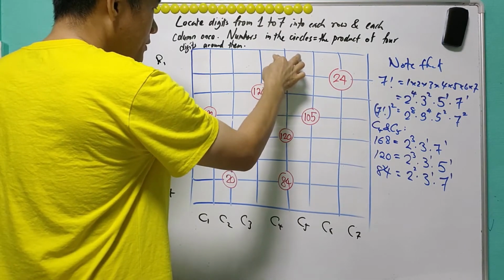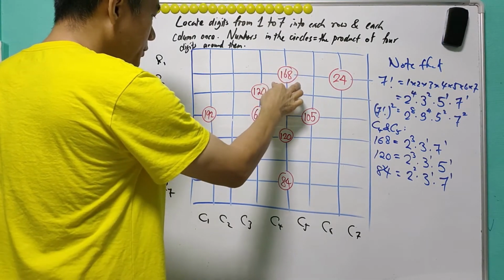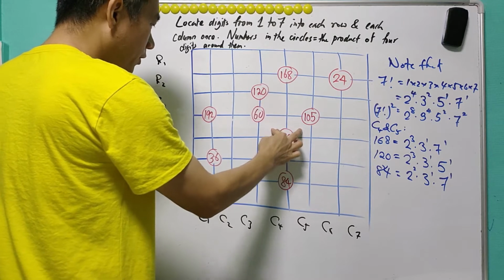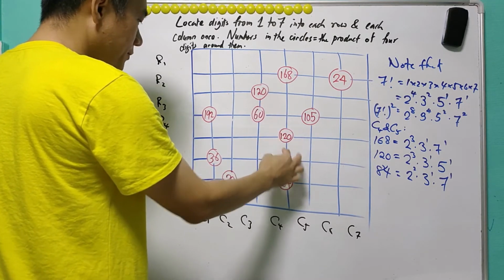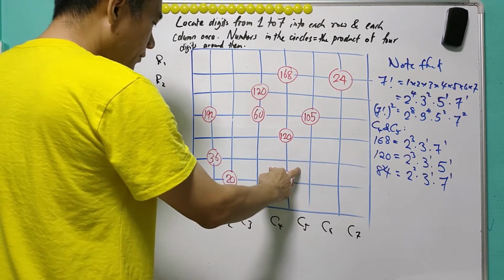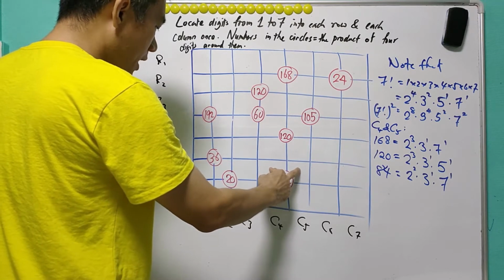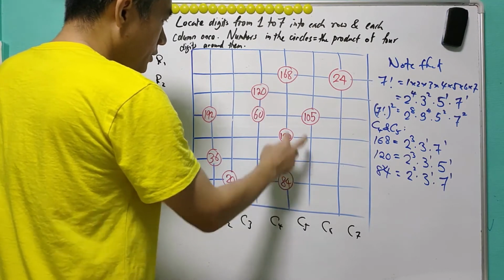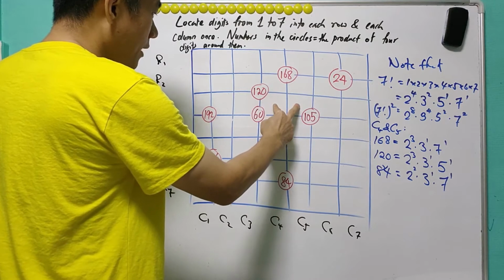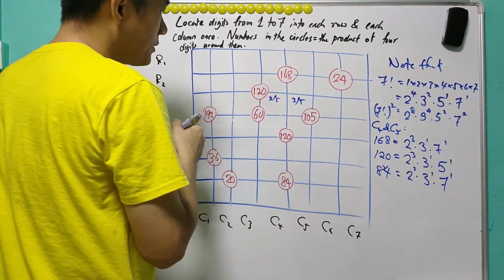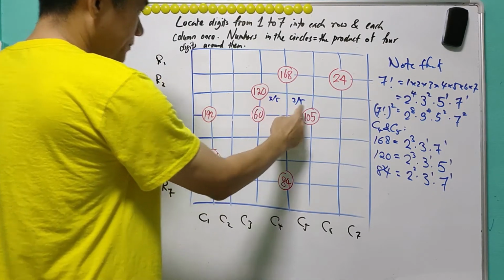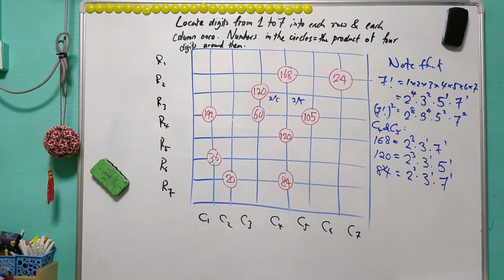Now, 168 will cover these 4 numbers in R1 and R2. 120 will cover the 4 numbers in R4 and R5. And 84 will cover the 4 numbers in R6 and R7. So the only 2 numbers not covered will be in R3. It must be either 35 or 53. So this is the first thing that we know.